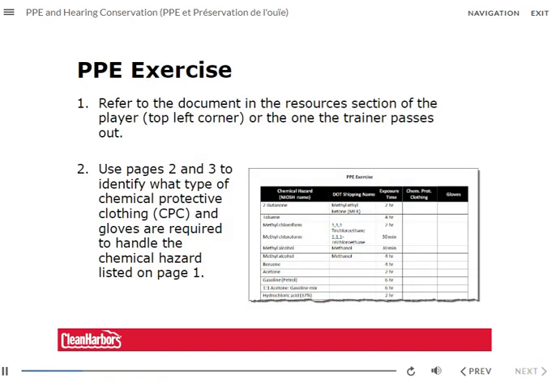In the resources, or with the handout the trainer passes out, complete the PPE exercise. On this document, identify what type of chemical protective clothing and gloves are required to handle the chemical hazard.